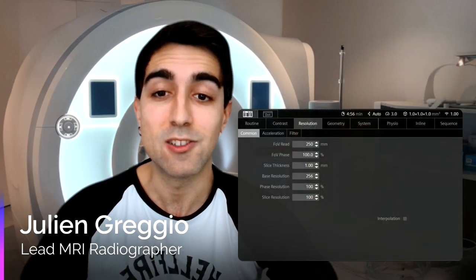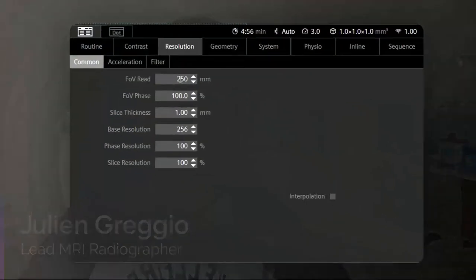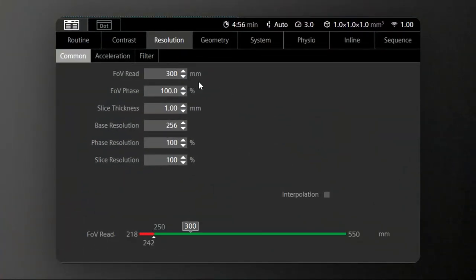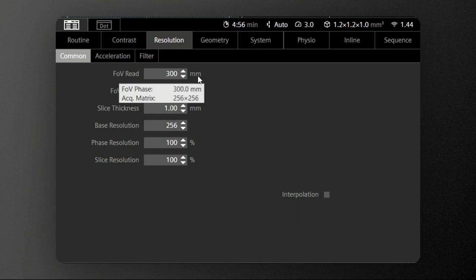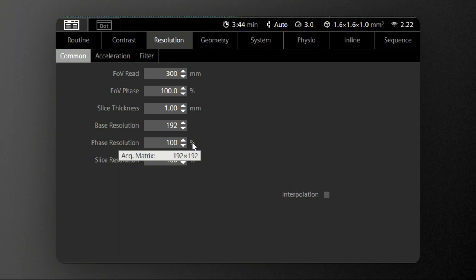Alternatively, rather than changing the size of the slice thickness, we can act directly on other parameters responsible for altering the size of the pixel, so FOV, base resolution, and phase resolution. Increasing the FOV will have the benefit of increasing the SNR, but the direct consequence of making our pixels larger, with less resolved images.